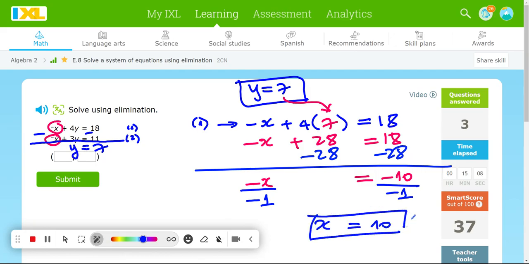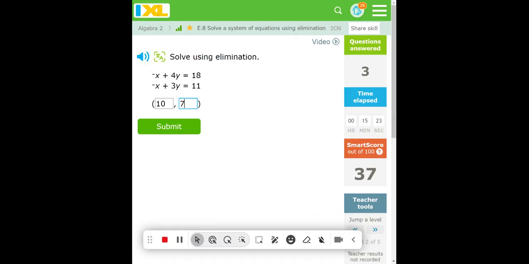Alright? So here we go. So x equals 10. Then I put in the answer box: x equals 10 and then y equals 7. Okay? So let's do some testing over here.